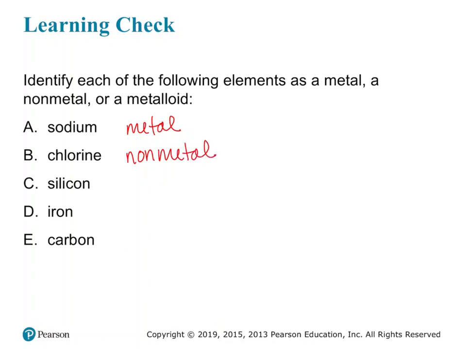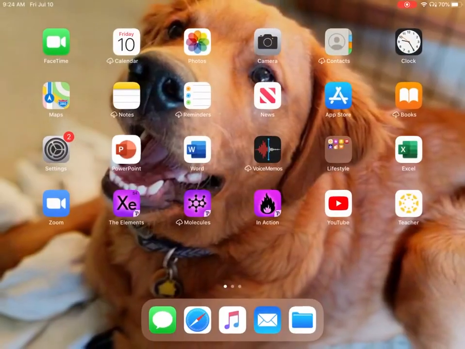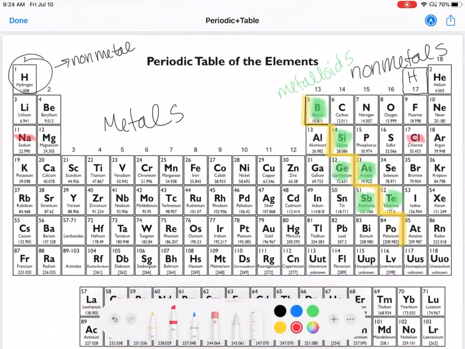Silicon, we already said, was a metalloid, and it falls right on that diagonal line that we drew. What about iron? Iron has the symbol Fe, and this one's a little tough to find, but it's right in the middle of the periodic table there. It's in the transition metals.